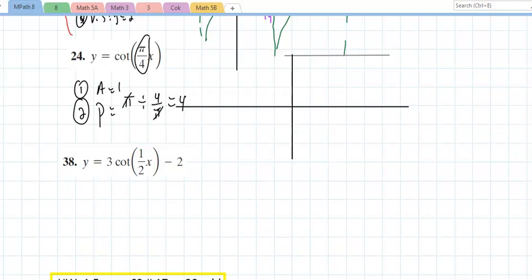A cotangent labels the starting point as an asymptote and moves 1, 2, 3, 4 and an asymptote, and 1, 2, 3, 4 an asymptote. The graph of a cotangent is like a negative cubic, so it looks like this. And that's how they all look.